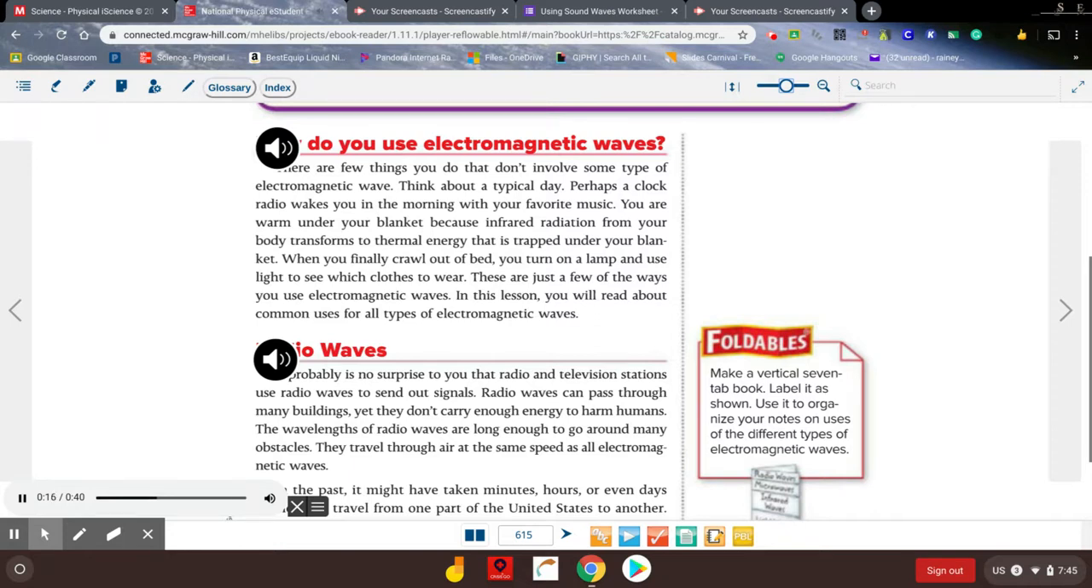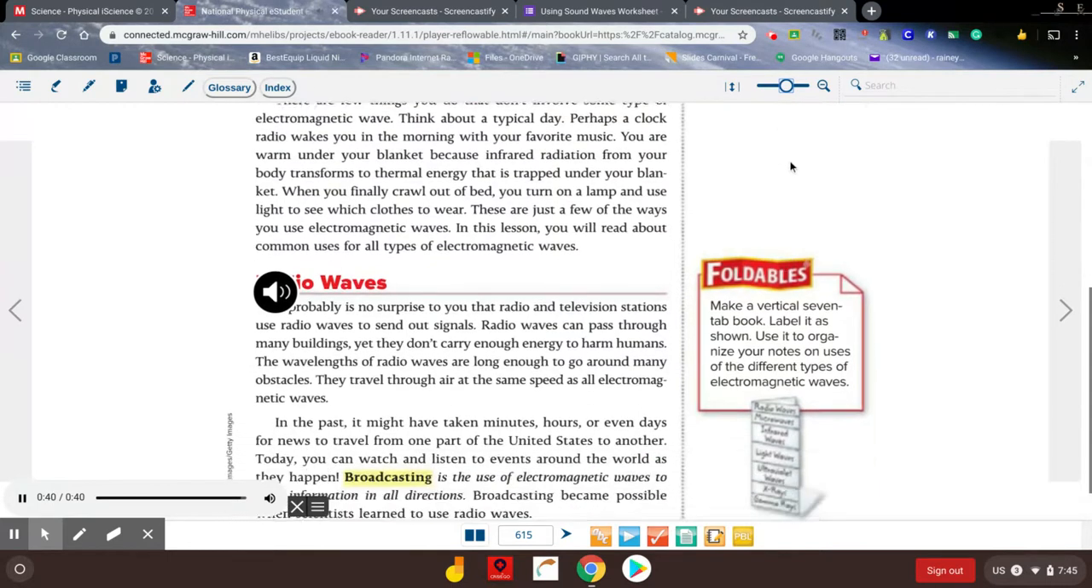You are warm under your blanket because infrared radiation from your body changed into thermal energy. When you finally crawl out of bed, you turn on a lamp and use light to see which clothes to wear. These are just a few of the ways you use electromagnetic waves. In this lesson, you will read about common uses for all types of electromagnetic waves.